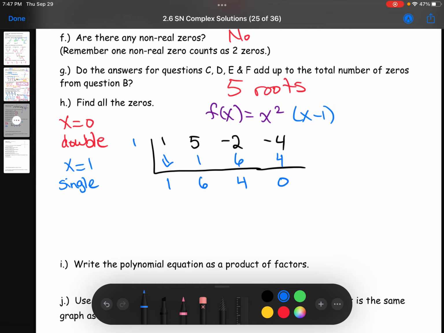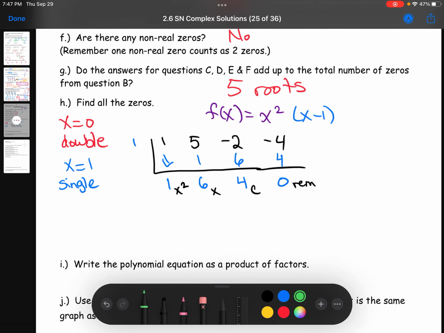And one more time, we are not surprised that we get a 0 as that remainder because we already knew that was a factor. Okay, 4 will be the constant, 6 will be the x coefficient, 1 will be the x squared coefficient. So we have the polynomial x squared plus 6x plus 4. Think factors of 4 that add up to 6. This is not going to factor.